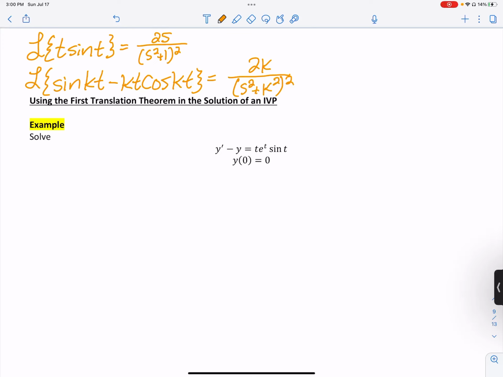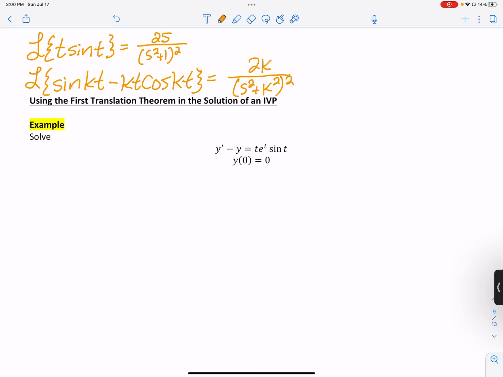We'll finish up section 7.6. This is over the translation theorem. So we're going to solve a few IVPs and then talk about the derivative of the Laplace in this video. Okay, so I wrote a couple things down. These are from the table. You would have to identify these when we need these here in a little bit.